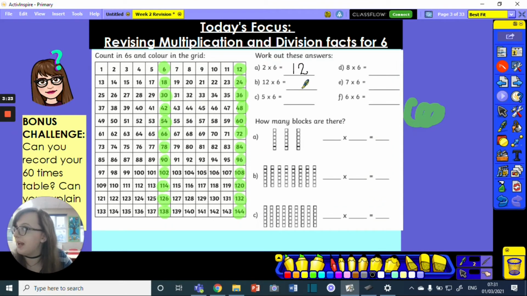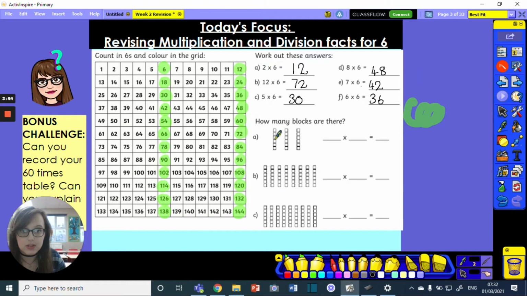The next one we have to fill out here is 12 times 6. So 12 times 6 is 72, 5 times 6 is 30, 8 times 6, we can come back to our chart and check. So 1, 2, 3, 4, 5, 6, 7, 8, that's 48. 7 times 6 is 42, and 6 times 6, the squared number, 6 squared, is 36. There we go. Now we've got a question, how many blocks are there?